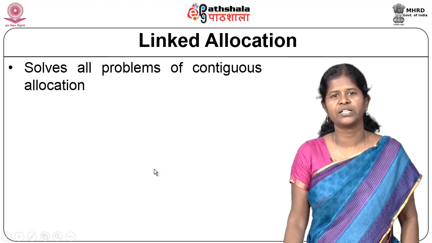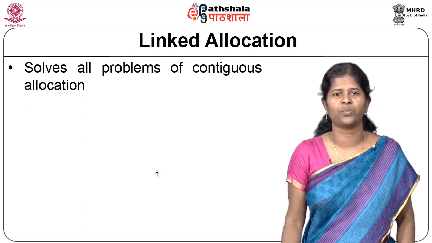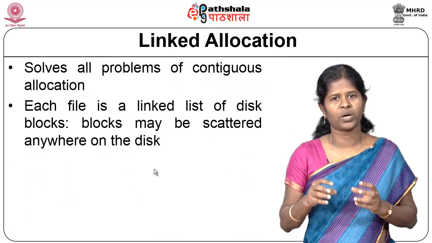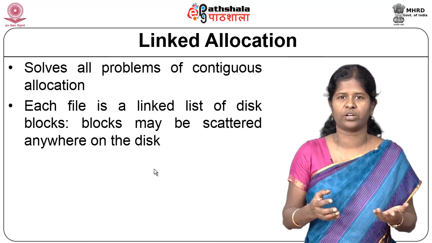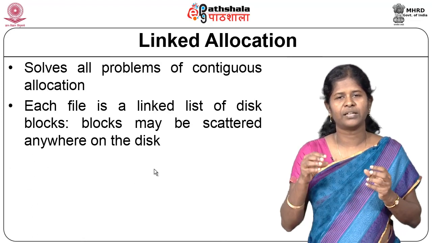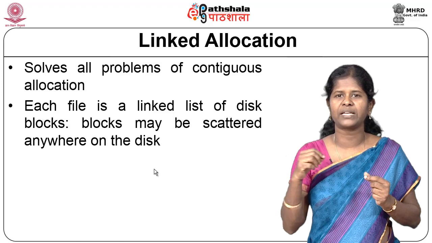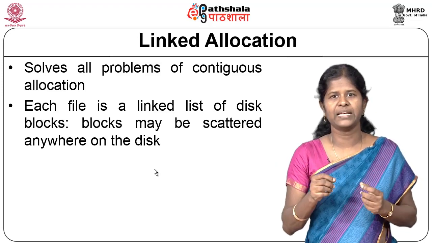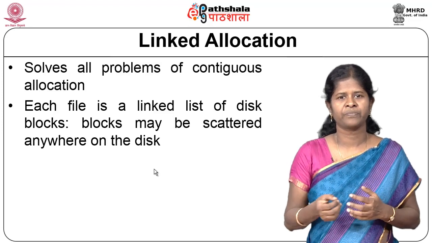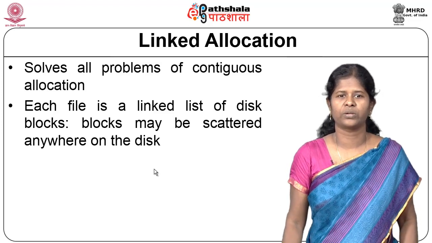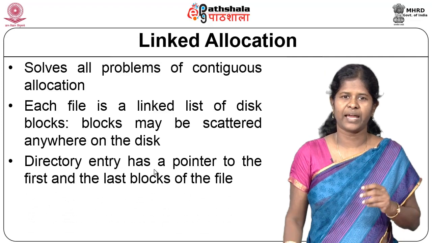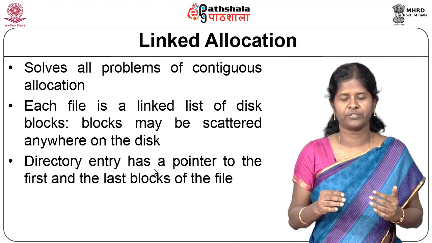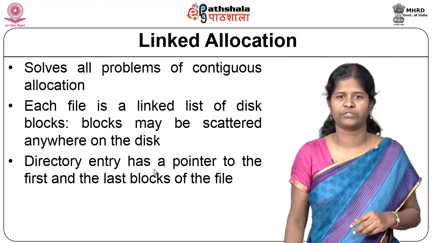So, this linked allocation tries to solve the problems of contiguous allocation. Here what is done is that any disk block in the disk can be allocated for the file, and there will be a link that is maintained between all the disk blocks that are allocated to this file. So, the file is a linked list of disk blocks. The blocks can be scattered anywhere on the disk, and in the directory you will have a pointer to the first disk block of the file and to the last disk block of the file.